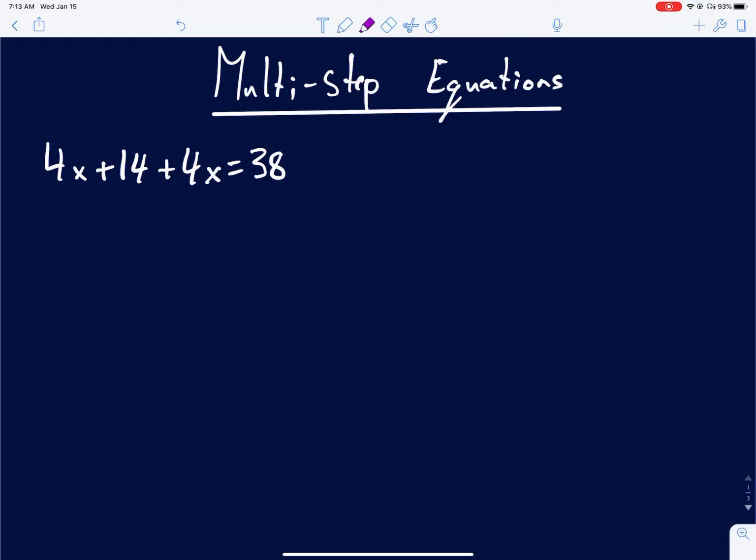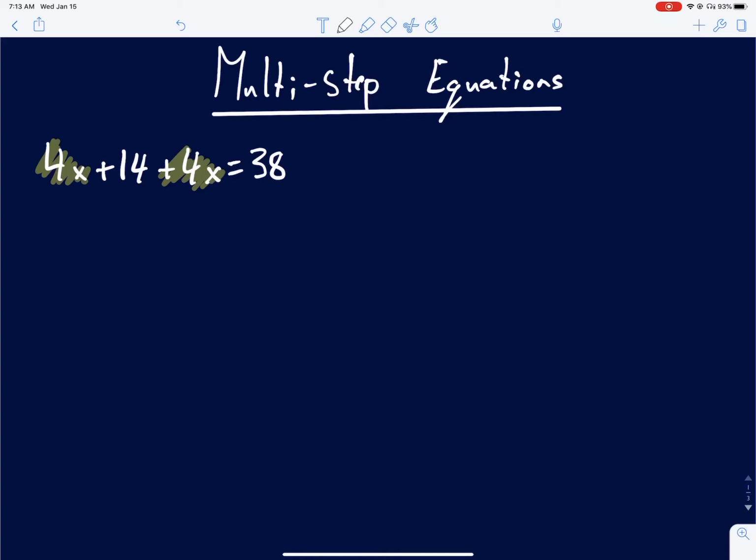First thing we need to do is to combine like terms on either side. Now, I only have like terms here on the left side, so we have 4x and 4x. Now you might be thinking, oh, well, 14 and 38 are like terms. That is correct, but they need to be on the same side of the equation in order for us to combine them. So let's just start by combining 4x and 4x.